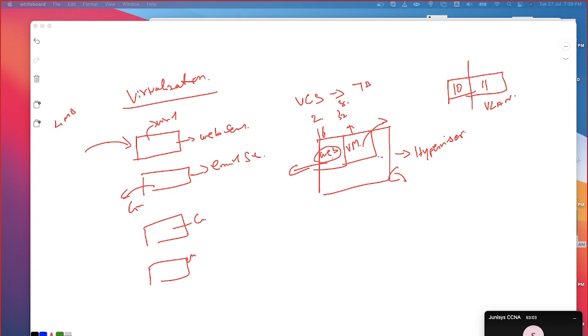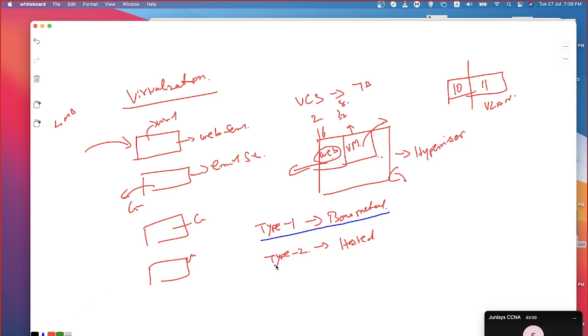Let me write it down so that it will be easy for you. I lost my mouse pointer. Here it is. Type 1 and type 2. Type 1 is called bare metal. Type 2 is called hosted. Can you see what I'm writing? Type 1 is bare metal, type 2 is hosted.